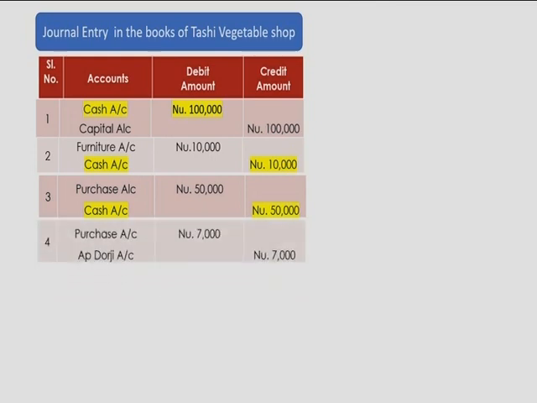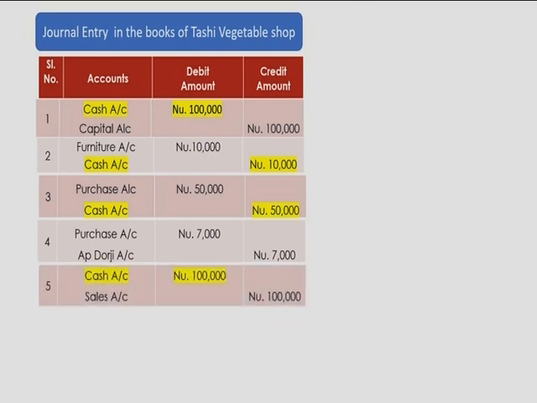The fourth transaction is purchases account debit to Abdoji's account credit. Here we have purchased 7,000 worth chili from Abdoji on credit. See, Abdoji is on credit side because he has now become the creditor of the firm. Mr. Tashi has to give him 7,000 on a later date. See, liabilities are always credited. Normal balances of liabilities are credited.